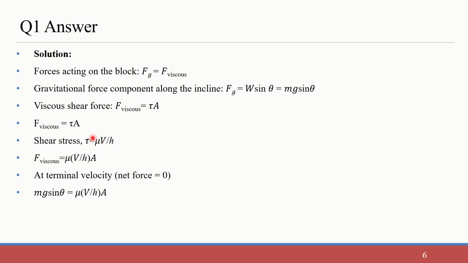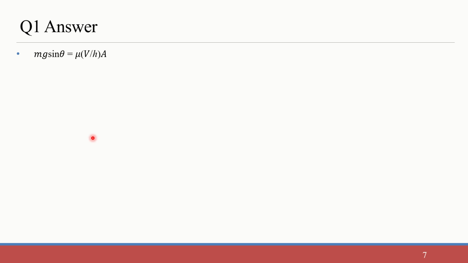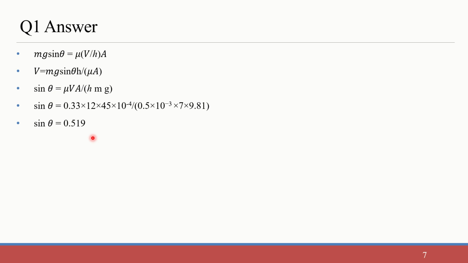So we are substituting again the known values in the equation, and we are getting the final answer, that is mg sine theta is equal to mu V by h into A, and we know all the values except sine theta. So sine theta we keep and we substitute everything, and we get the value as 0.519, and theta is equal to sine inverse of 0.519. So we get theta as 31.26 degrees. So make sure the answer is in degrees, because in the question it was clearly specified to find the answer in degrees. So that is for question 1.